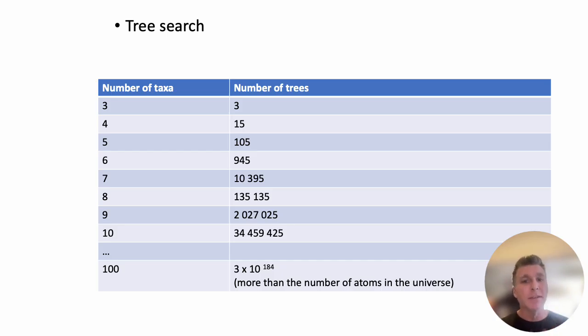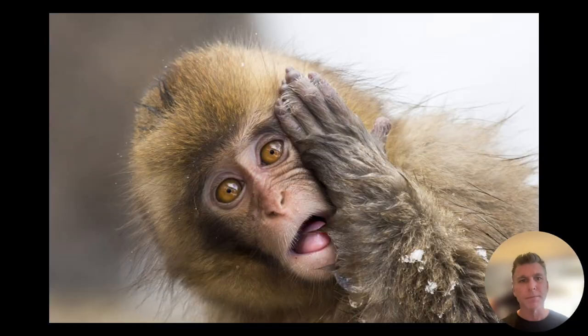Again, we can enumerate that exact number. If you want to ask how many trees there are for 1 billion taxa, you can calculate that. The issue is figuring out what the best of those is. So applying your optimality criterion to all those different trees is what becomes impossible.